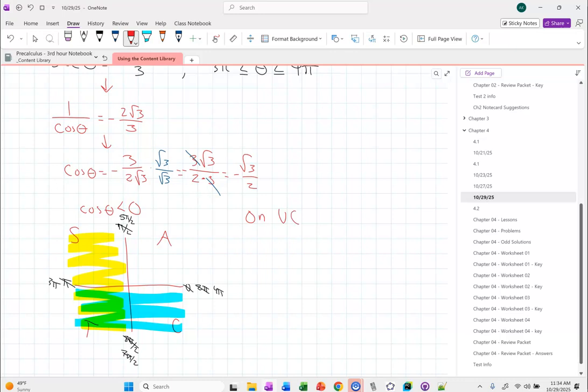So now we look on the unit circle. We're going to look in quadrant 3 for the x value. Why x? Because it's cosine. So I'm going to go to my unit circle in quadrant 3 and look for where the x coordinate is negative root 3 over 2. What angle is that, Grace? 7 pi over 6. Okay.